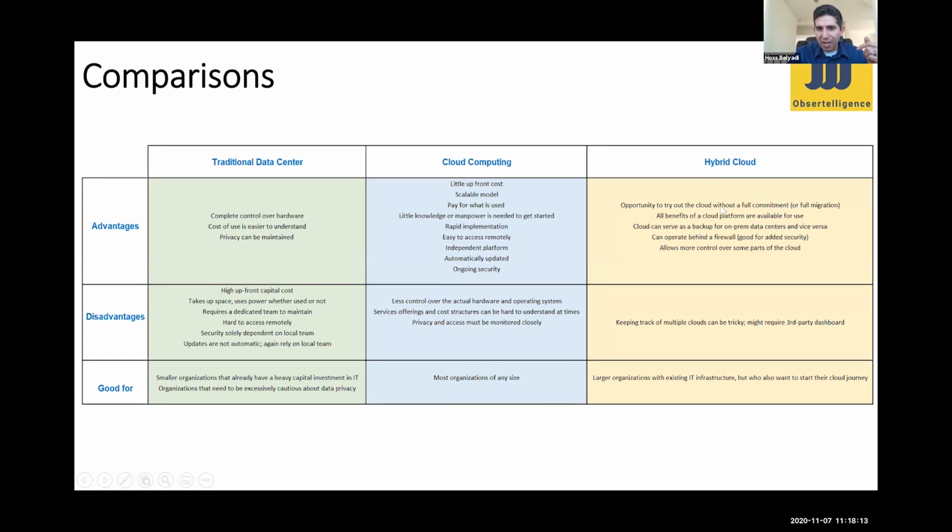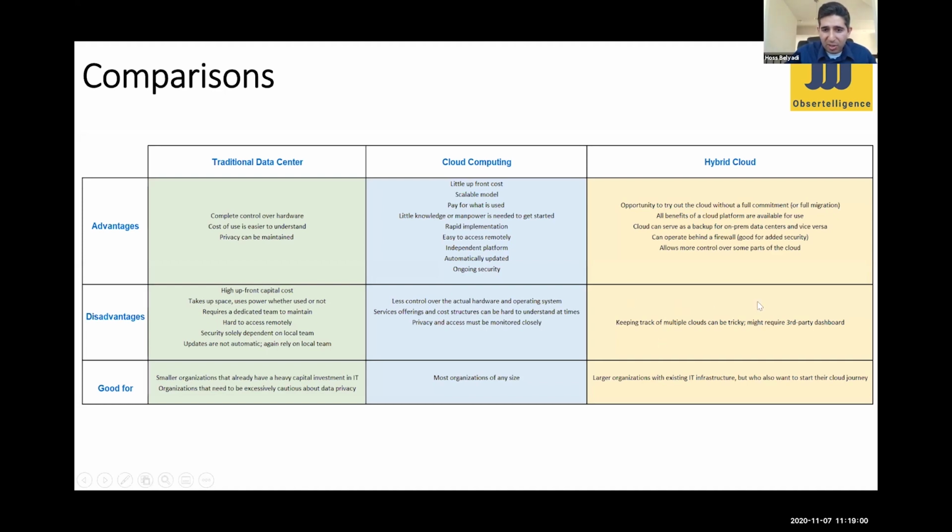As I said, hybrid cloud is a combination of traditional or on-prem and cloud, which a lot of companies do have. It's an opportunity to try out the cloud without a full commitment. So you can do both the combination of cloud and the on-prem. All benefits of a cloud platform are available for use. Cloud can serve as a backup for on-prem data centers, and it can operate behind a firewall, good for added security, and allows more control over some parts of the cloud.